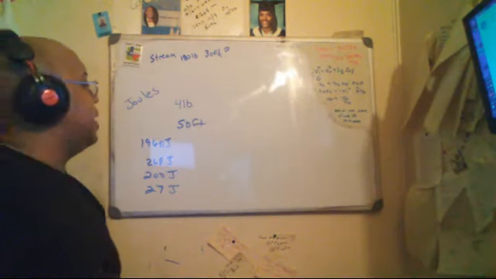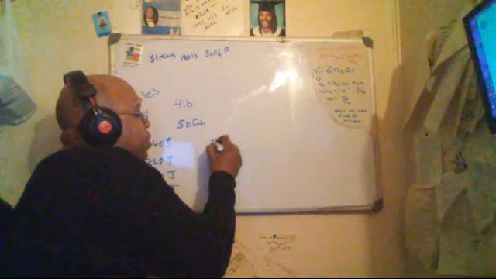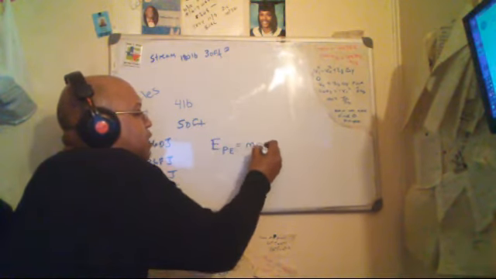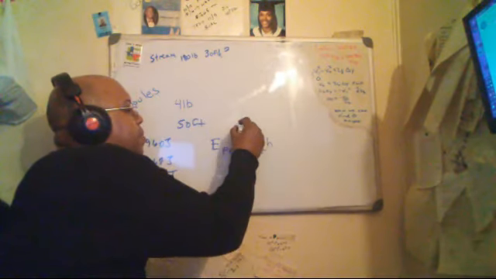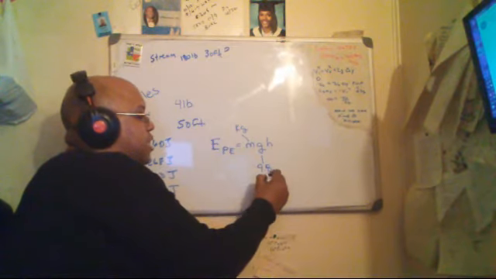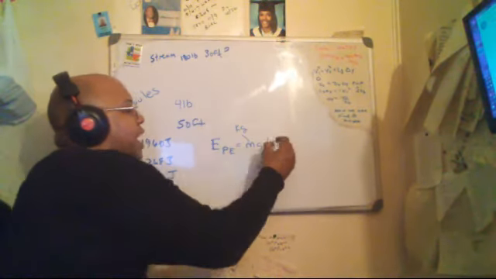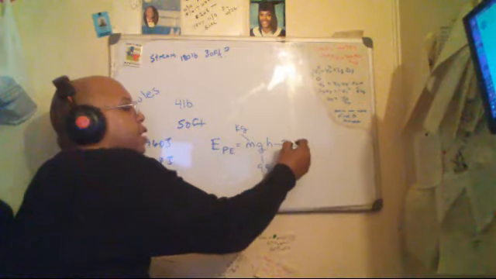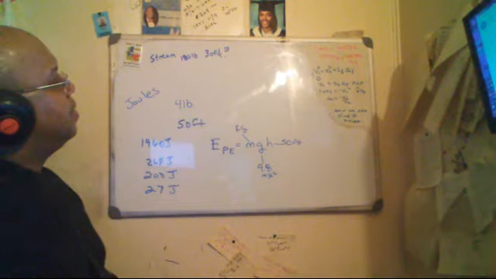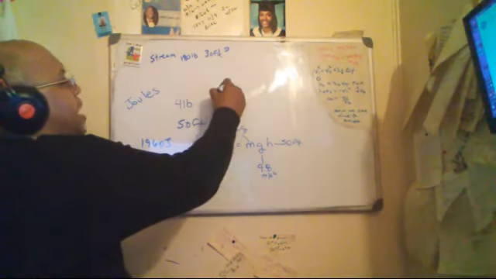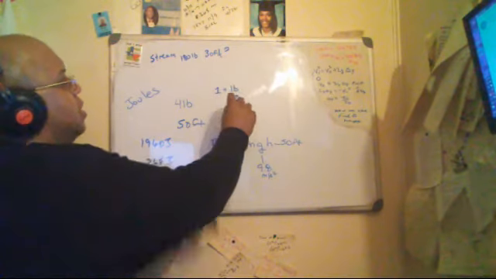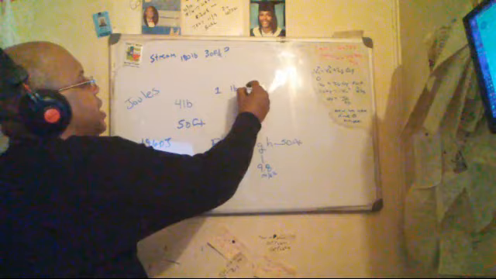So my formula for, I put E for energy, PE for potential energy, is mass times gravity times height. Mass is in kilograms. Gravity is 9.8 meters per second squared, acting on a falling object, and the height is 50 feet. So what did I say? 1 pound is equal to how many kilograms, guys?